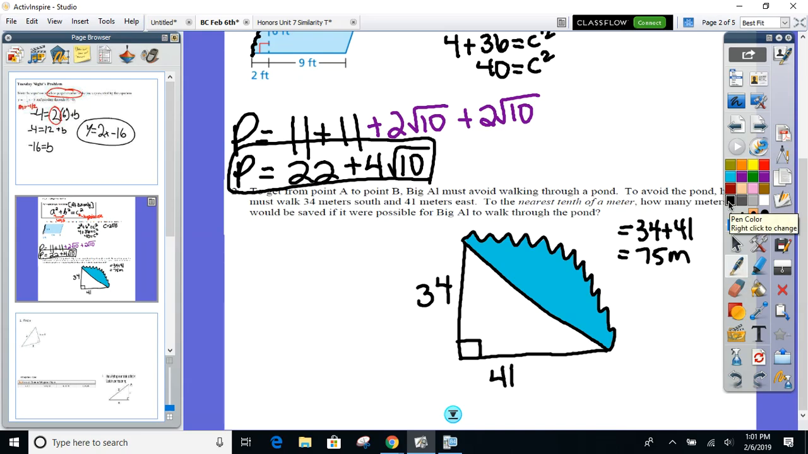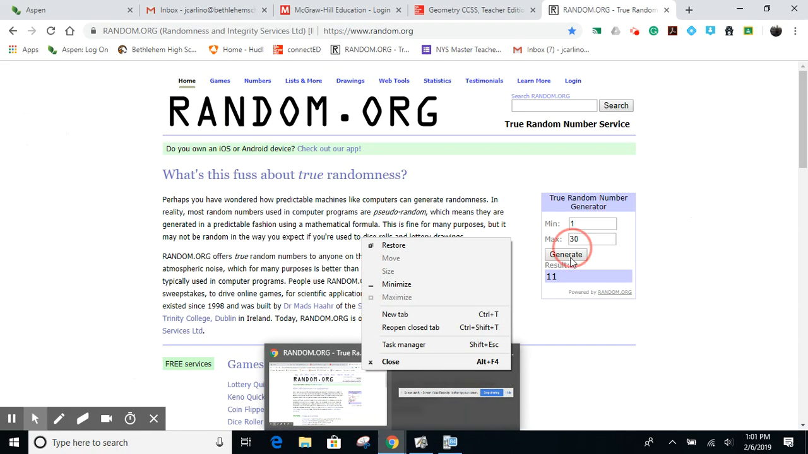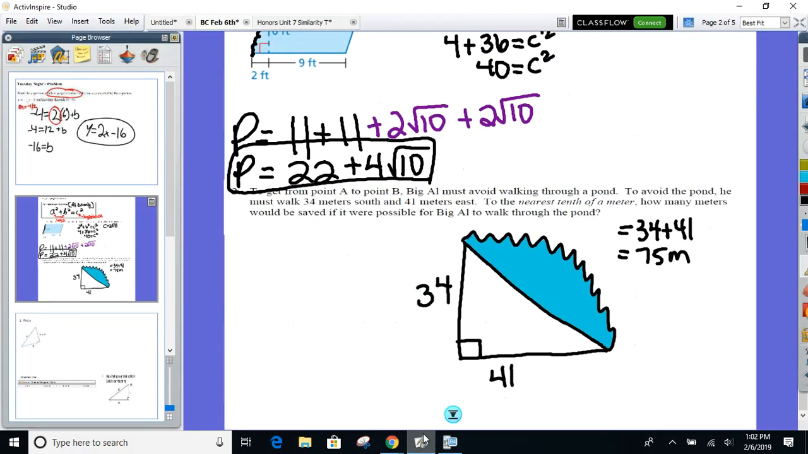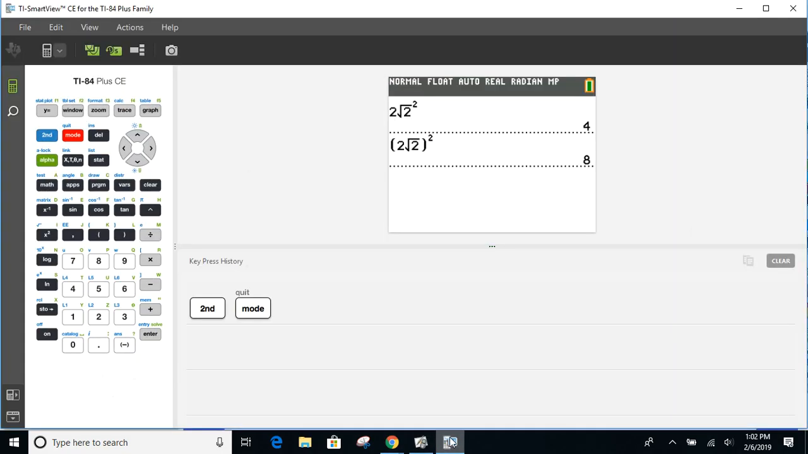He could have walked across the pond. All right, well, let's find it. Can I set something up here to find that distance? Set something up for me. 34 squared plus 41 squared equals... Great job. I'll go to my calculator and do it with you.